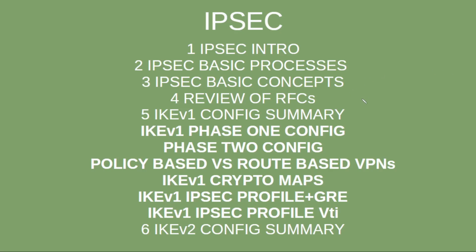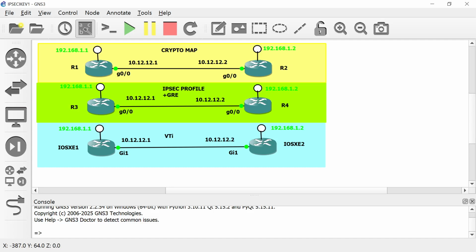Okay, now we are going for the fifth IPSEC session. We are going to talk about IKE version 1 configurations. We are going to include in this session IKE version 1 phase 1 config, phase 2 config, policy-based versus route-based VPNs, crypto map VPNs, IPSEC profile using GRE VPNs, and IPSEC profiles using VTI VPNs.